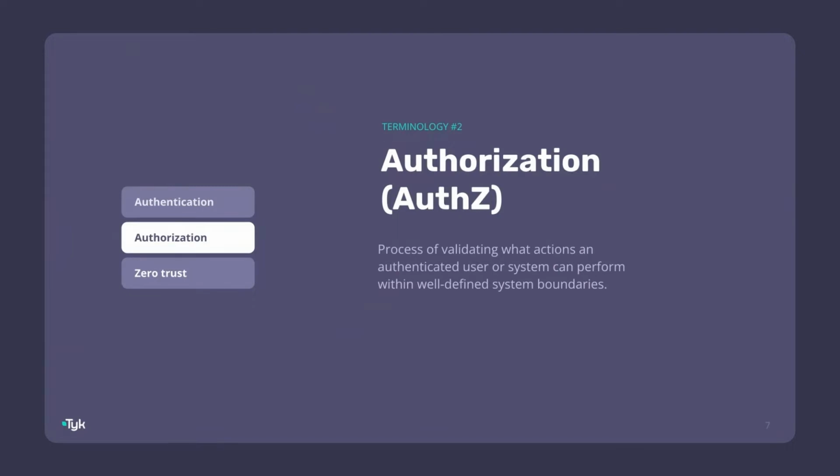Moving right along, we come to authorization. Authorization is the process of validating what actions you, as an authenticated user or a system, can perform once you have been authenticated within the well-defined system boundaries. So authentication is done, that's who you are. This is essentially what you can do: what permissions do you have within the system once you have gained that access.